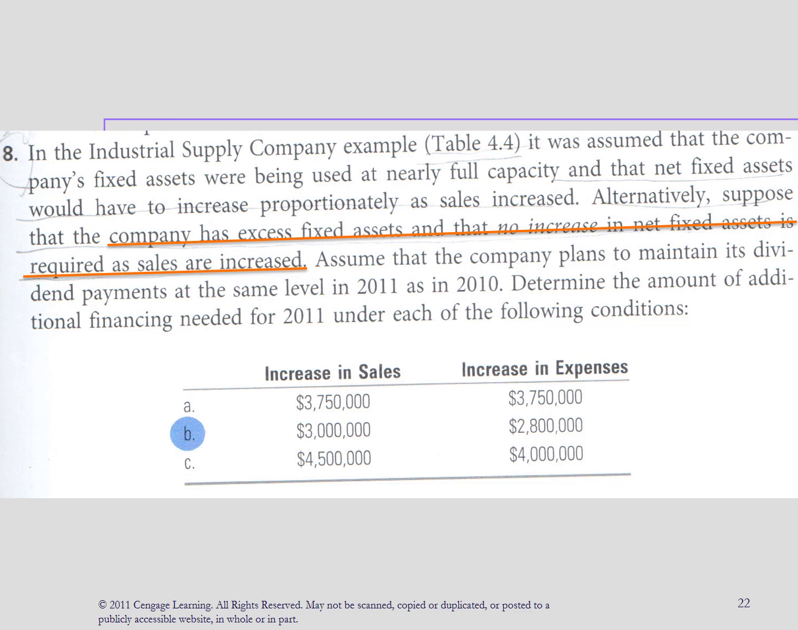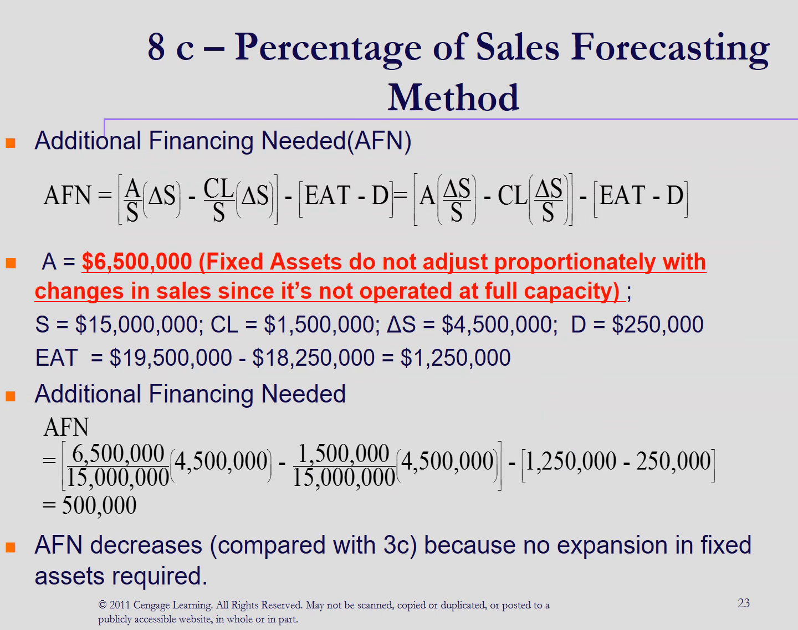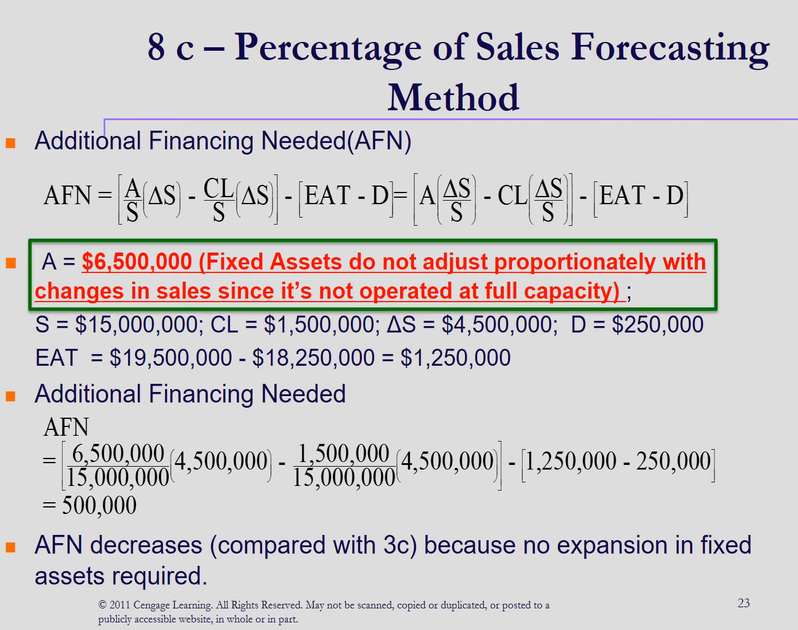Here is another practice problem of obtaining the additional financing needed using the percentage of sales forecasting method. The only difference is that the company has excess fixed assets and no increase in net fixed assets is required as sales are increased. We solve the problem exactly the same as illustrated in problem 3C. The only difference is that fixed assets do not adjust proportionately with changes in sales because the company is not operated at full capacity.